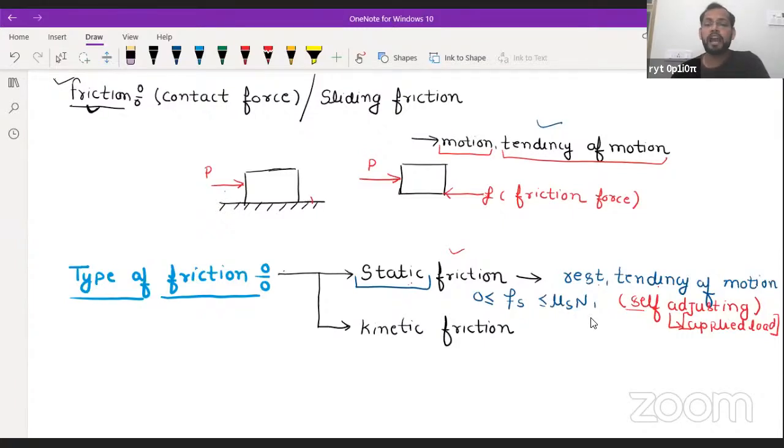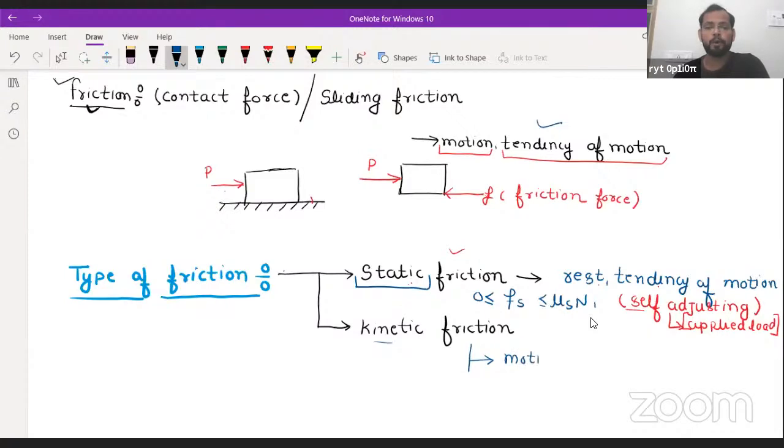So now we are going to discuss the kinetic friction. Can anybody tell me what is the kinetic friction? It is very simple. When the body is at rest, it is static, because kinetic means the body is in motion. The kinetic term represents the condition when the body is in motion. So kinetic friction acts when the body is in motion.